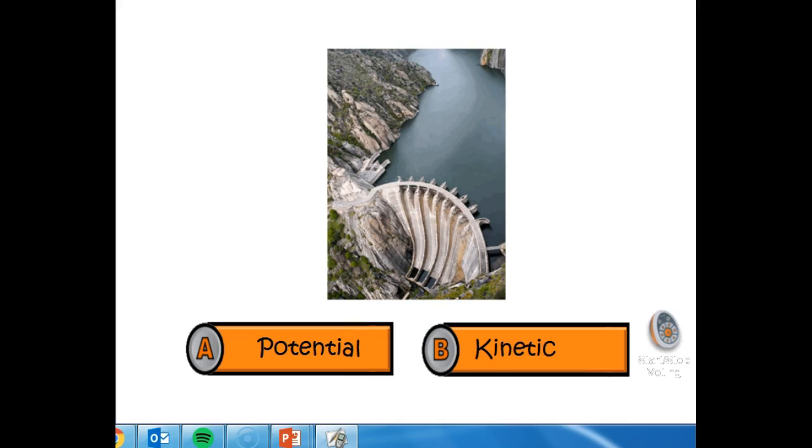Oh, here's some water up high behind a dam. Potential or kinetic? Yes, this is potential energy. This water, because it's up so much higher on one side than the other, has the potential to fall over the opposite side when they open those floodgates. Once they do, when the water starts falling, then it will be kinetic because it'll be in motion.